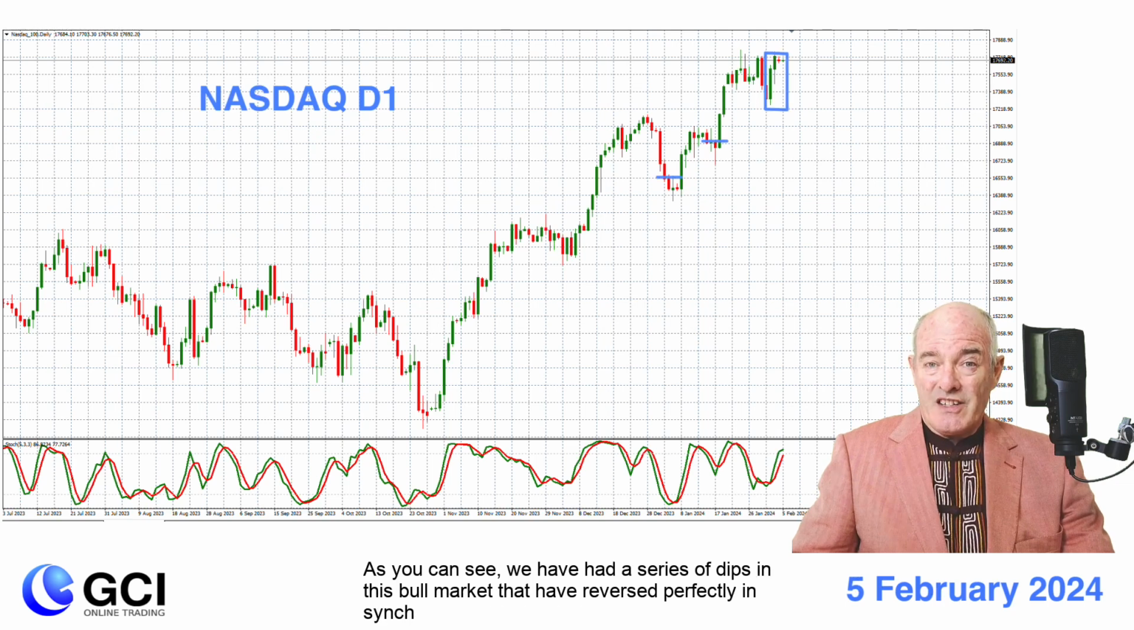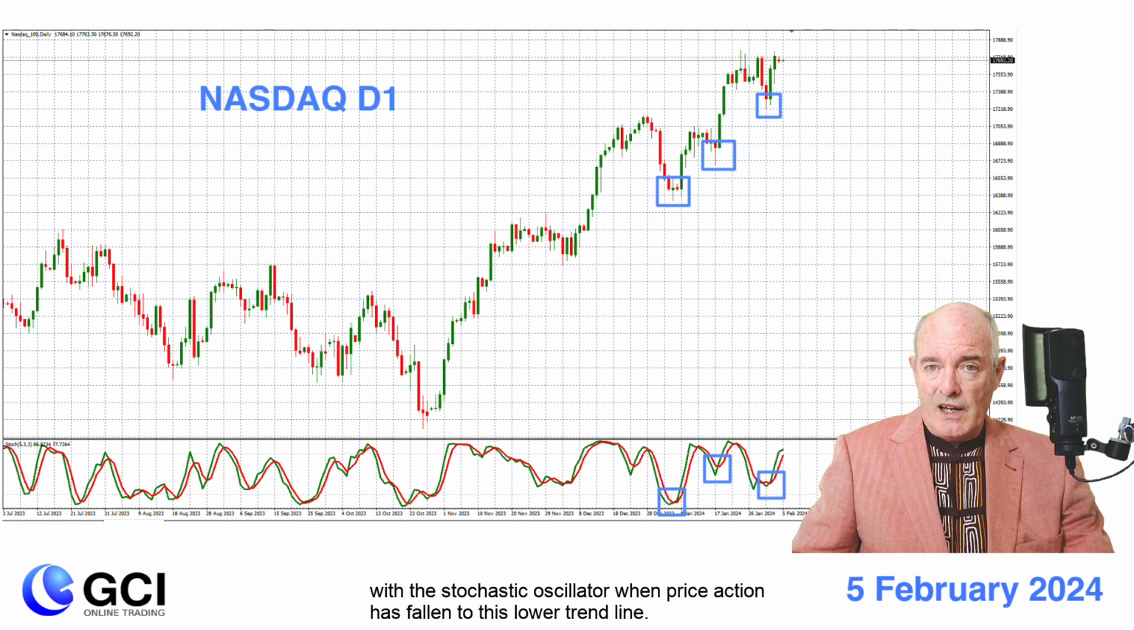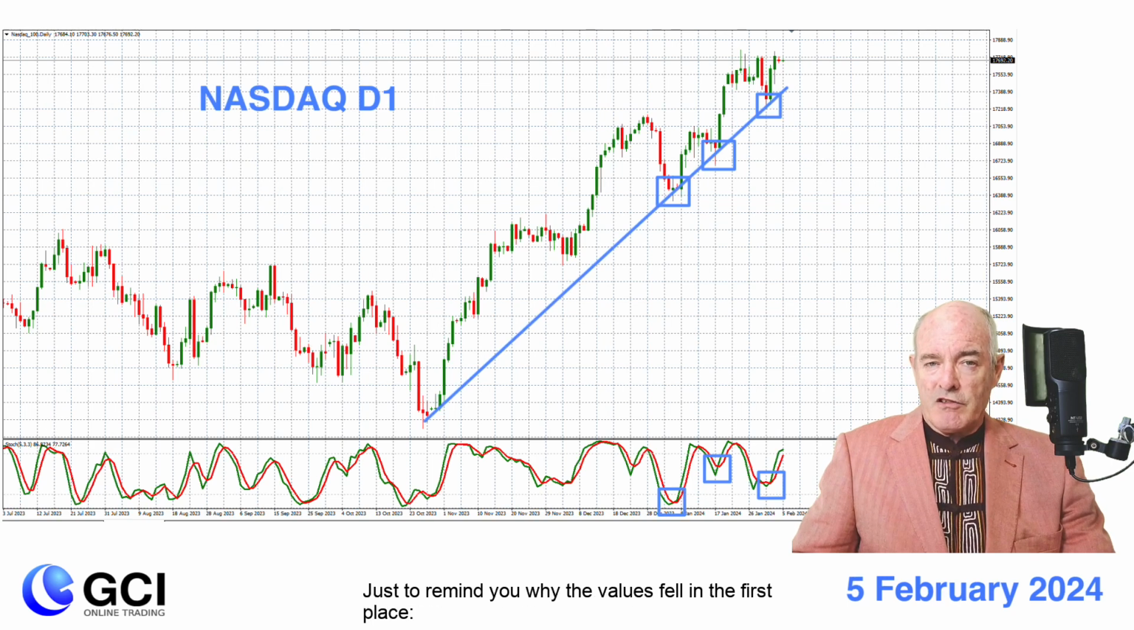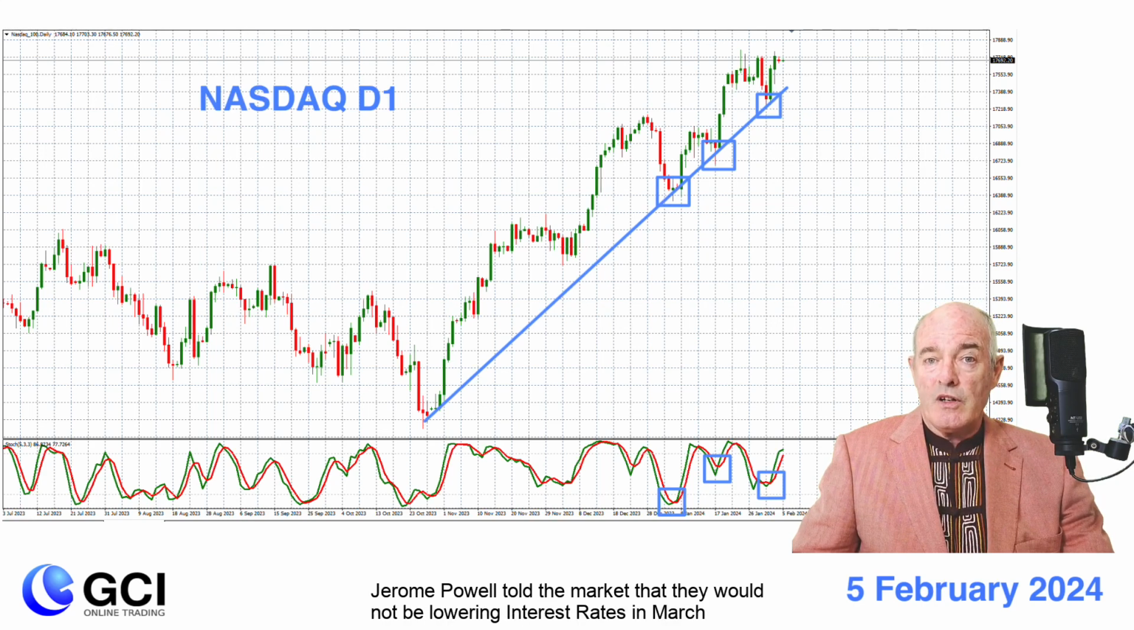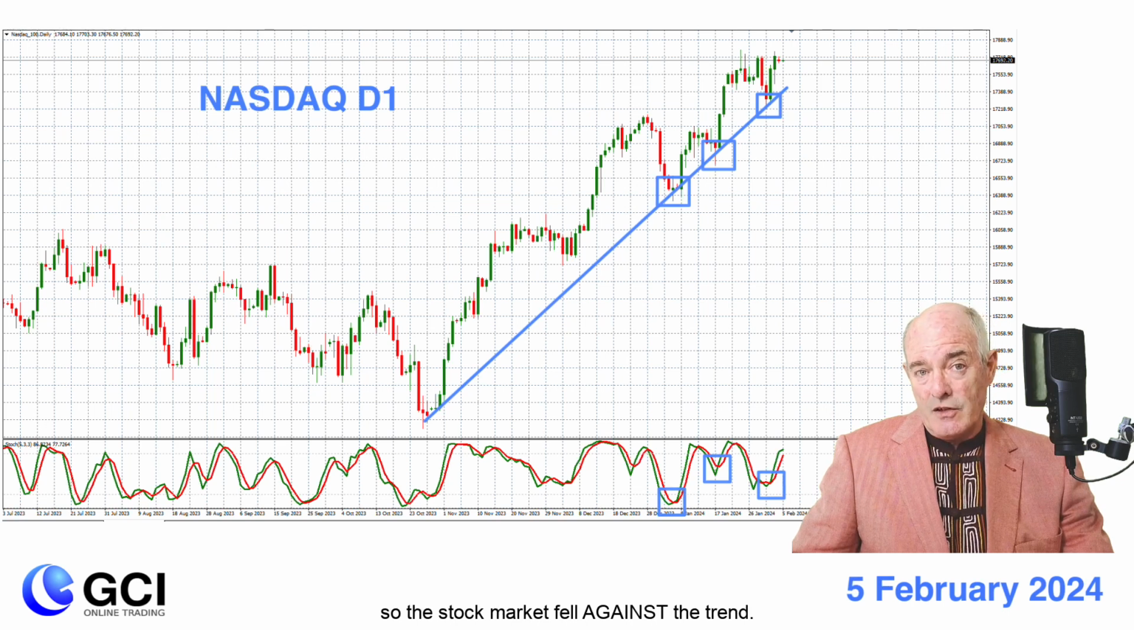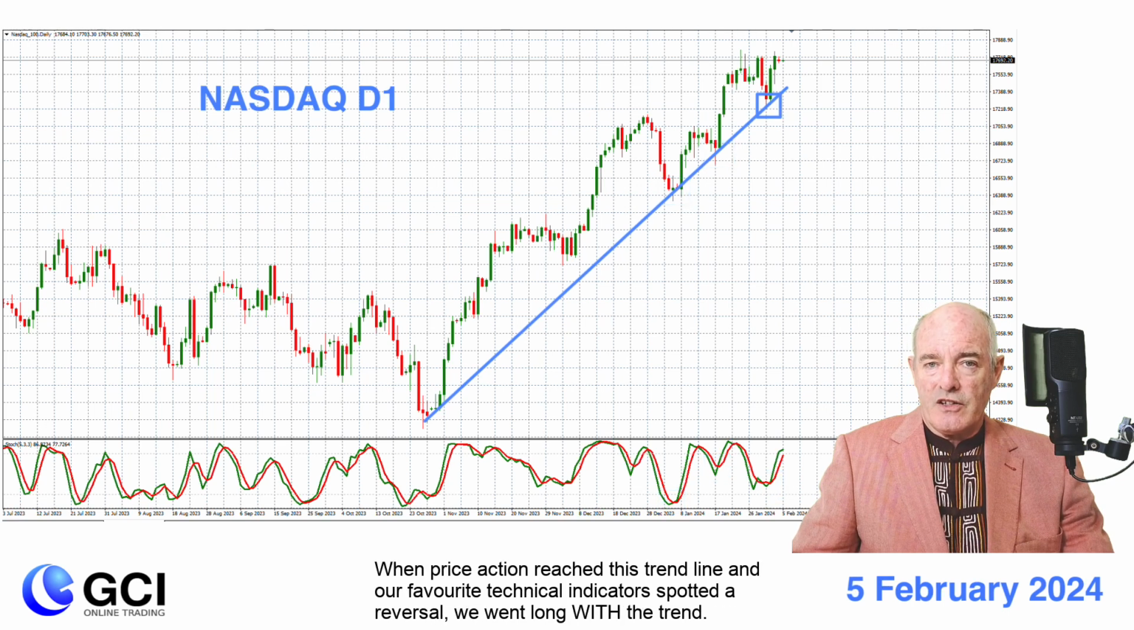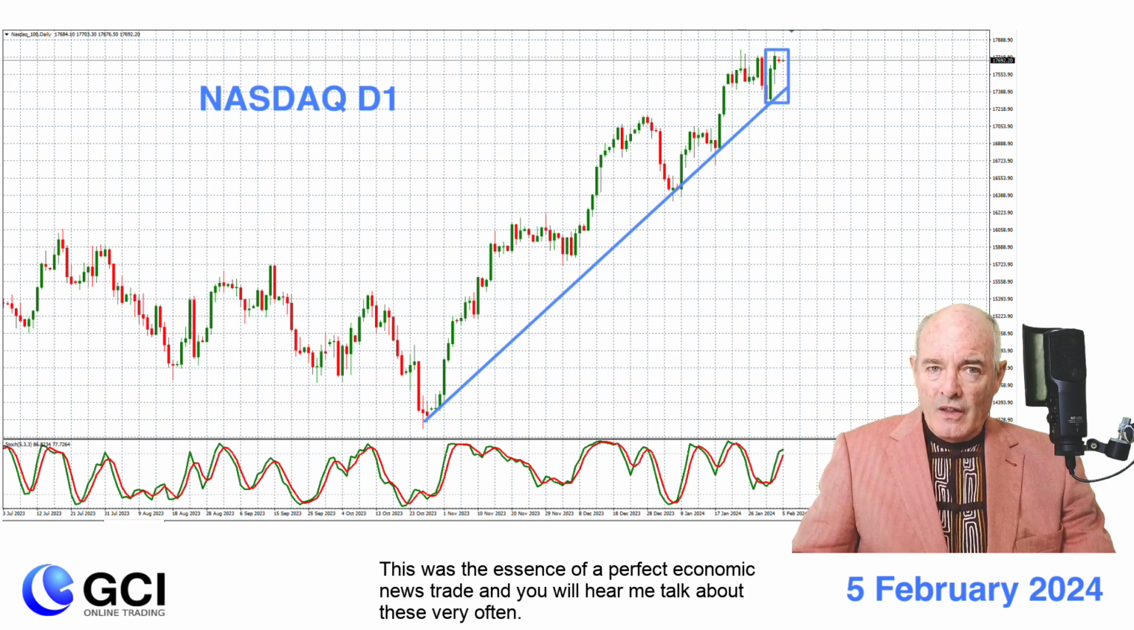As you can see, we've had a series of dips in this bull market that have reversed perfectly in sync with the stochastic oscillator when price action has fallen to the lower trend line. Just to remind you why the values fell in the first place, Jerome Powell told the market that he would not be lowering interest rates in March, so the stock market fell against the trend. When price action reached this trend line, with our favorite technical indicator spotting a reversal, we went long with the trend. This was in essence the perfect economic news trade, and you will hear me talk about these very often.